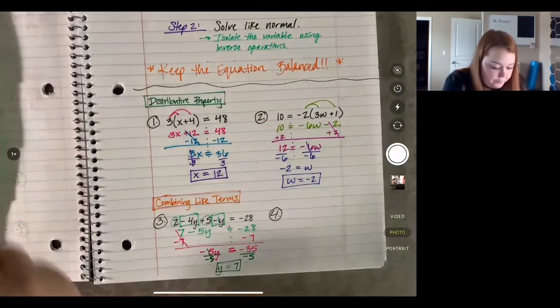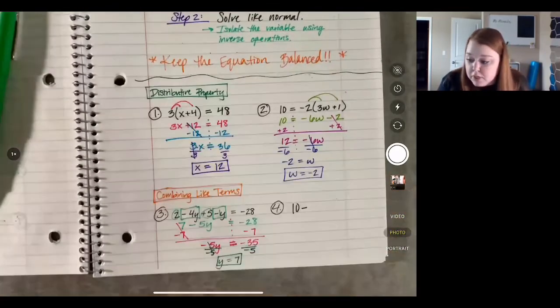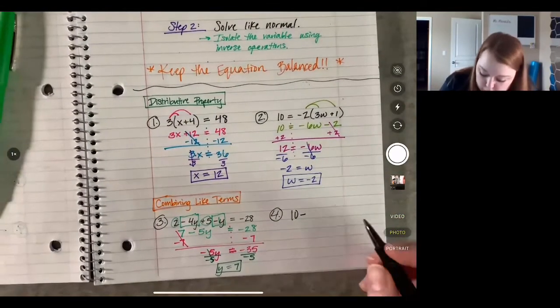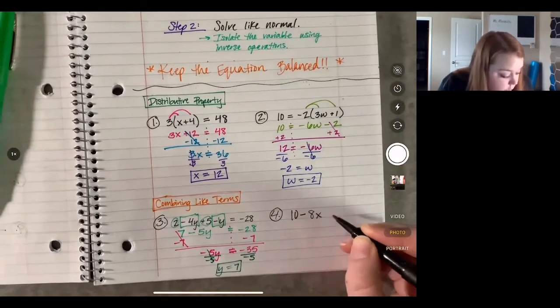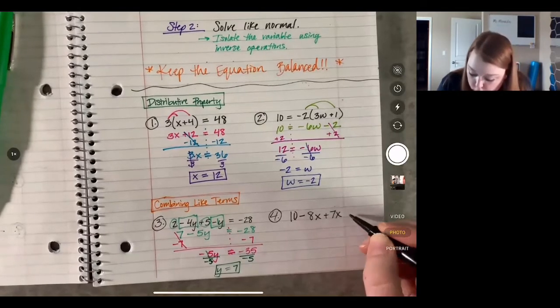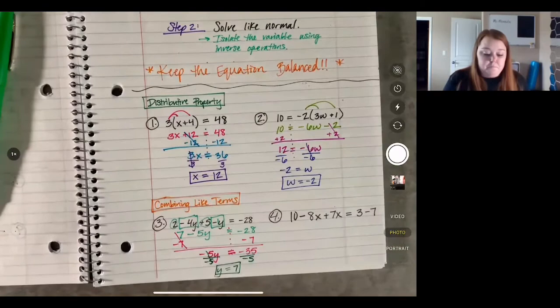Here's number 4. 10 minus, sorry for the roller coaster right there. 10 minus 8x plus 7x equals 3 minus 7.